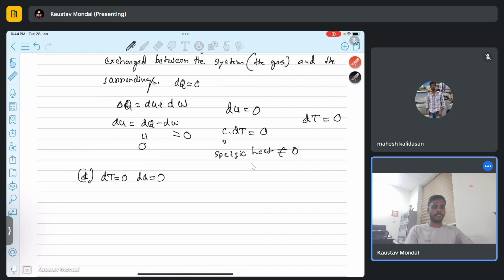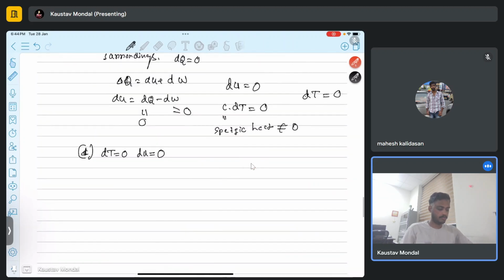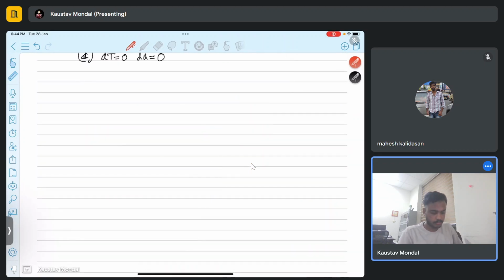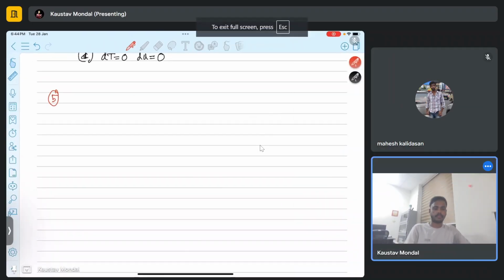Okay, so now let me shift to problem number 5. This was the 4th problem, now comes the 5th problem. Let me see the chart.